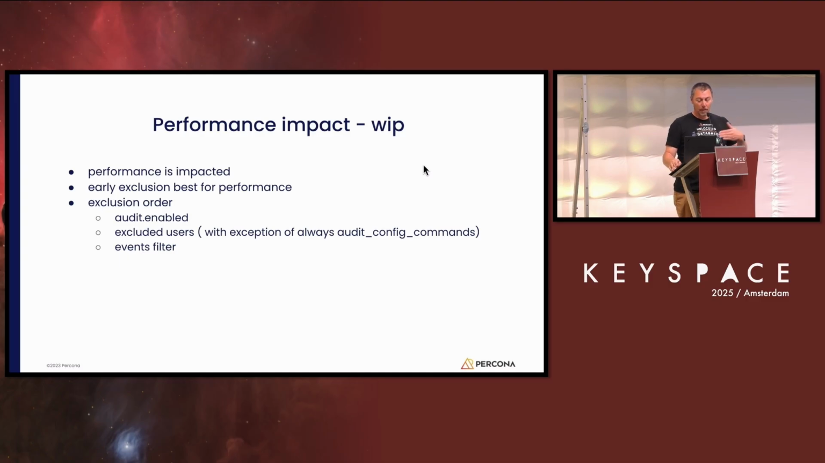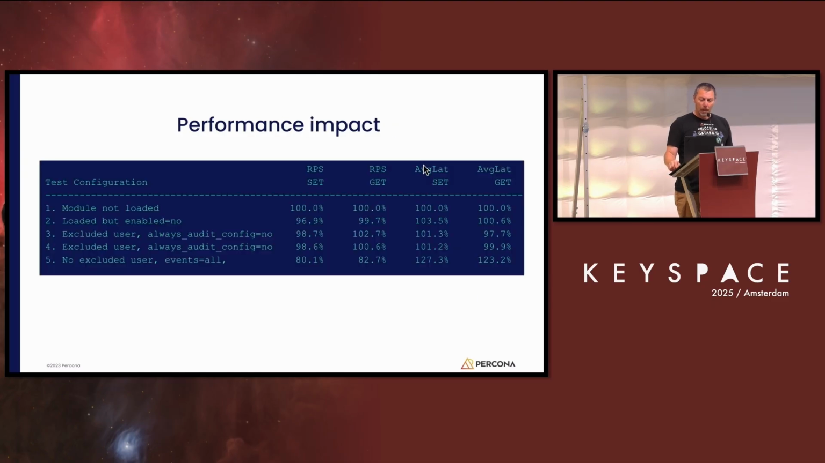And then the third part is really the events filter, where if you pass those first two stages, you start looking at the events, which is obviously the most expensive bit. So here we can see the kind of impact that you have. If you don't load the module, obviously we get 100%. These are just gets and sets, by the way. If we disable it, we get pretty close. The only thing is, at the start of your command filter, you check enabled yes or no, and just return, so that's the impact of that.